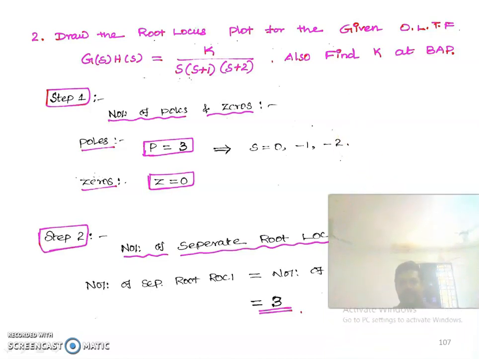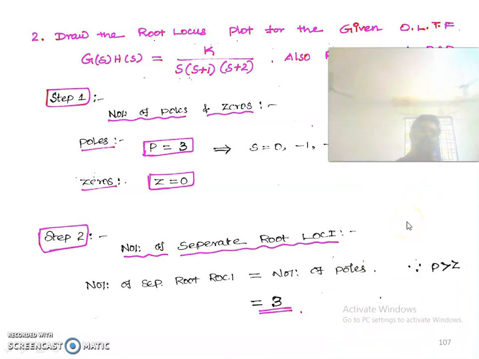The second step is finding the number of separate root loci. The number of separate root loci is equal to the number of poles. How many poles do we have here? We have 3 poles. So we have 3 separate root loci.